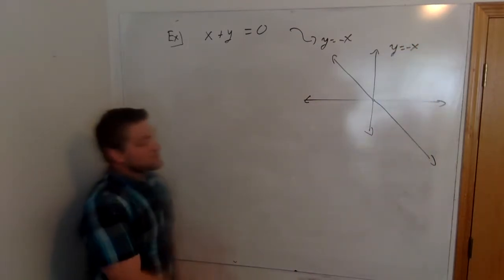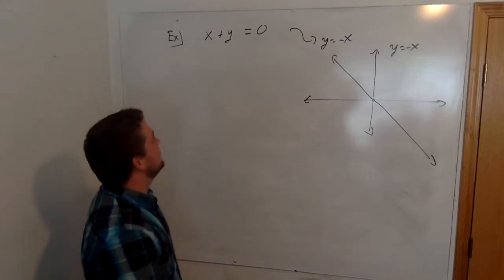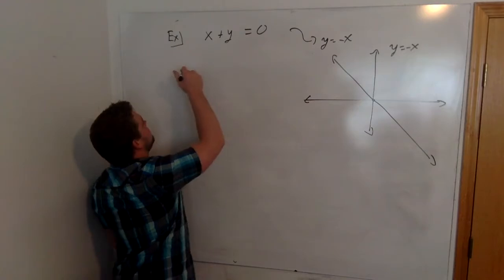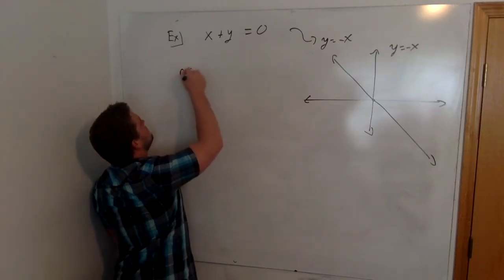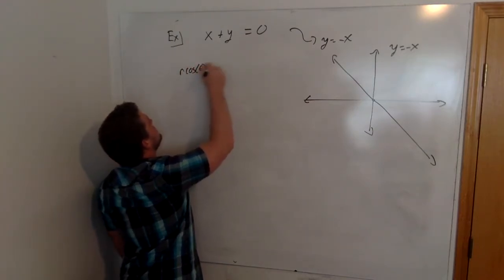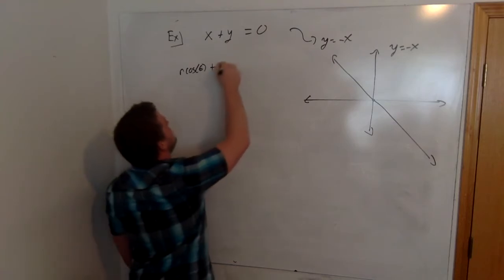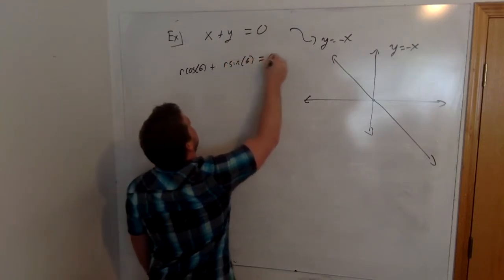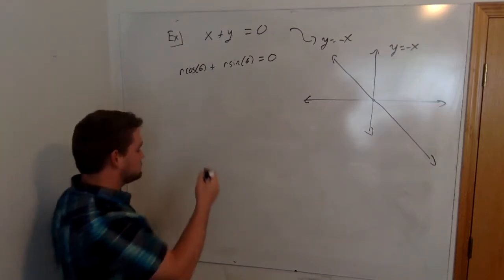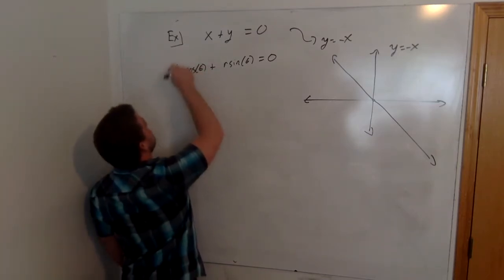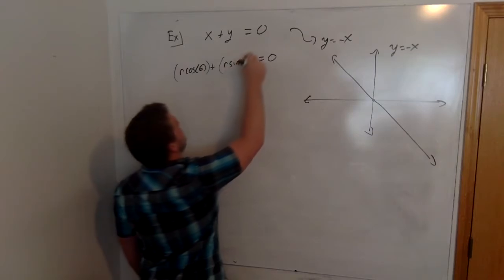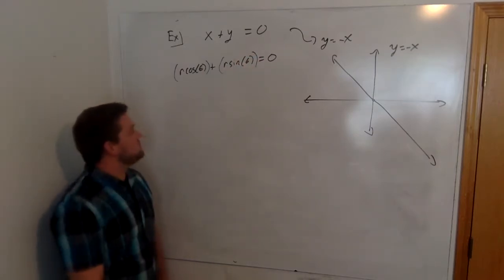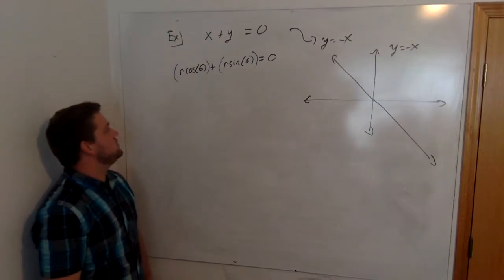Well, what would this line look like in polar coordinates? Let's play around. We could replace x with r times the cosine of theta, and we can replace y with r times the sine of theta. This will all be equal to 0. So I made these substitutions here.